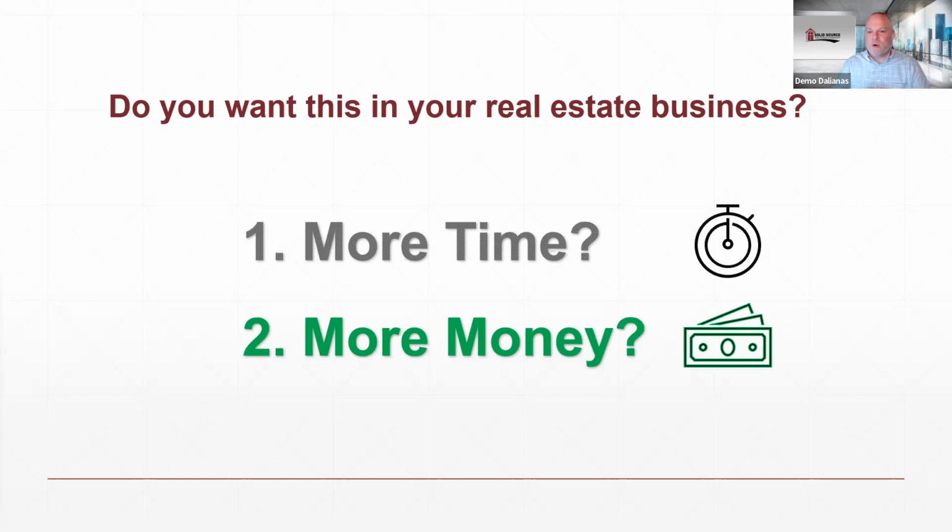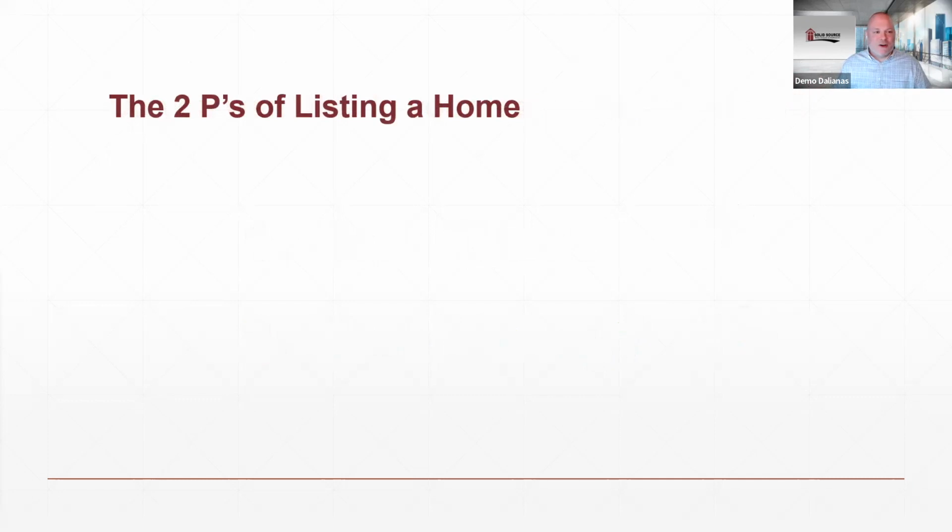You control the inventory. You're the one filling out the listing agreement, which controls really everything from that point on in the process. So you controlling those things, that's what being a listing agent really gets you when you boil it down to 2 different things: time and money, which are things that I think everyone is looking for more of. So the 2 P's of listing a home.